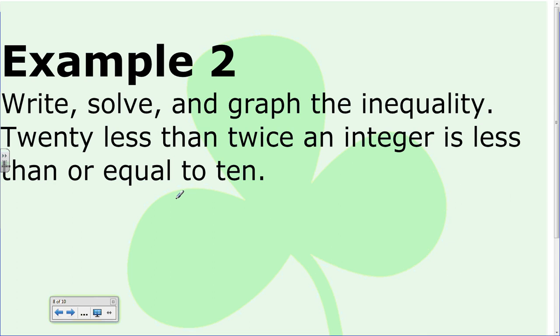20 less than twice an integer. So we're going to start with twice an integer. Well, first I better define my variable as n is an integer. Everyone remember what an integer is? An integer is any whole number, either positive, negative, or 0. Then it's 20 less than twice the integer. So it's going to be minus 20. It's less than or equal to 10.